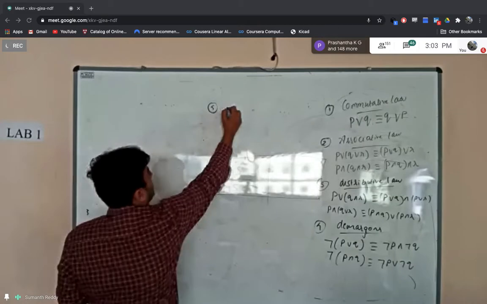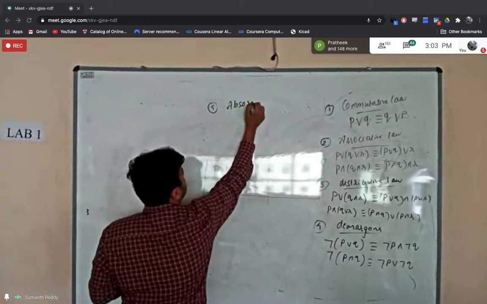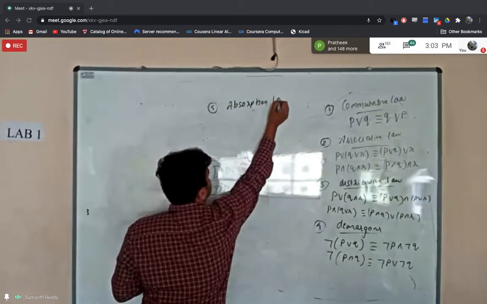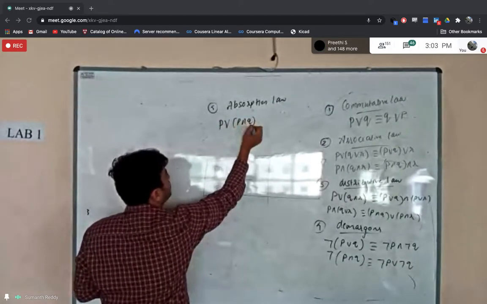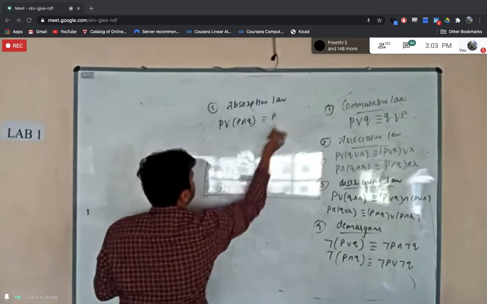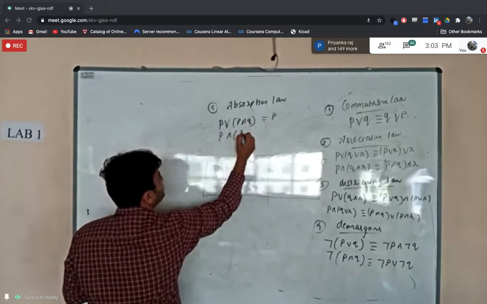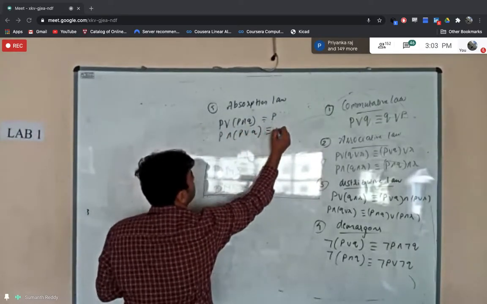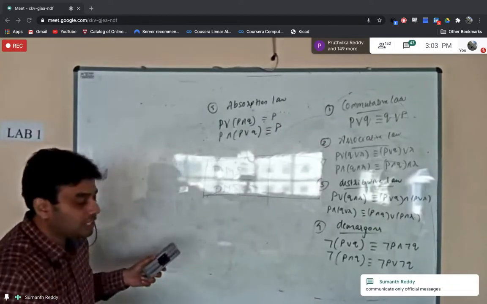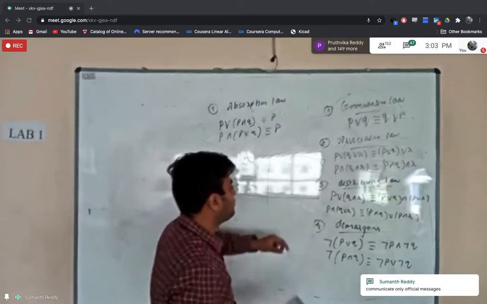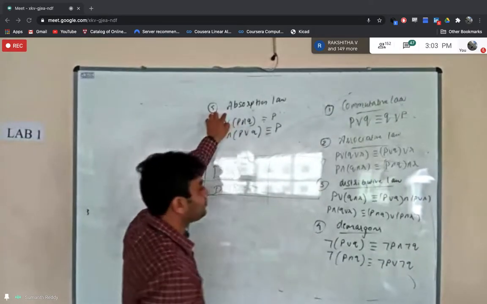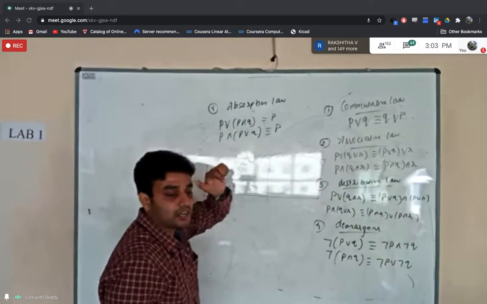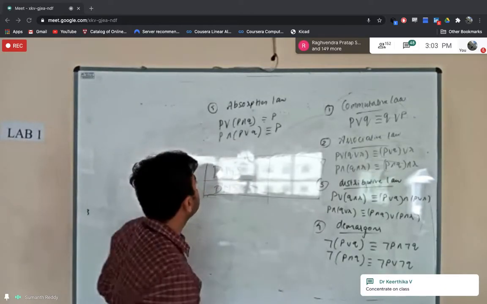We have the absorption law. This absorption law states that P or (P ∧ Q) is the same as P. Similarly, P ∧ (P or Q) is the same as P. Usually students get confused between the associative law, distributive law, and absorption law. How to avoid that confusion, I will tell you later.